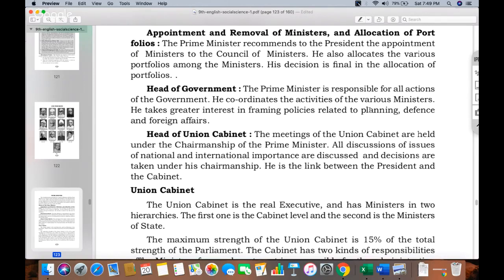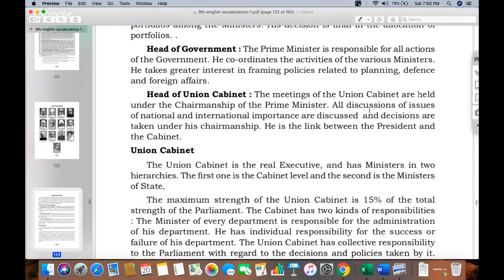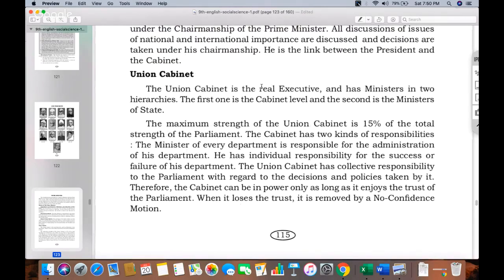Second thing, he is head of the government, so he is responsible for all the actions of government. Then he coordinates the activities of various ministers. He takes great interest in framing policy. Head of the Union Cabinet, already discussed. What is the Union Cabinet? The Union Cabinet is the real executive, and has ministers in two hierarchies. The first one is cabinet level, and the second one is minister of state.